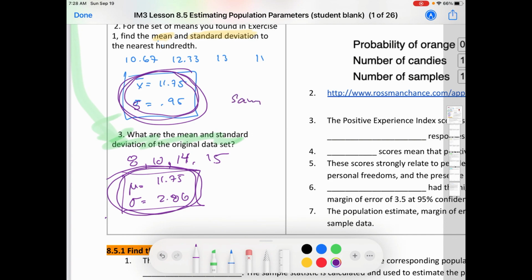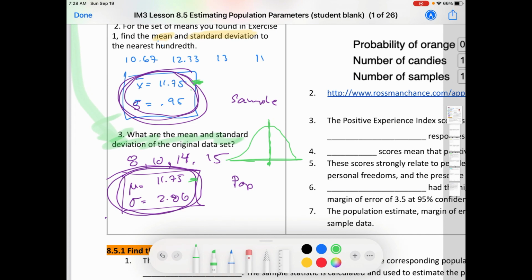So I'm going to call this one the sample, and I'm going to call this one about the whole population, because we actually found the whole population in question number 3. Well, if you notice something, the average was pretty much the same. And let me draw a picture here of our normal curve. This is actually the center, right? That's the center. That's what the 11.75 represents.